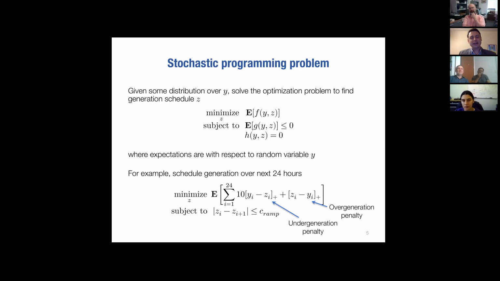So what I'm talking about from a formal sense, if you know this stuff, is really called a single stage stochastic program.